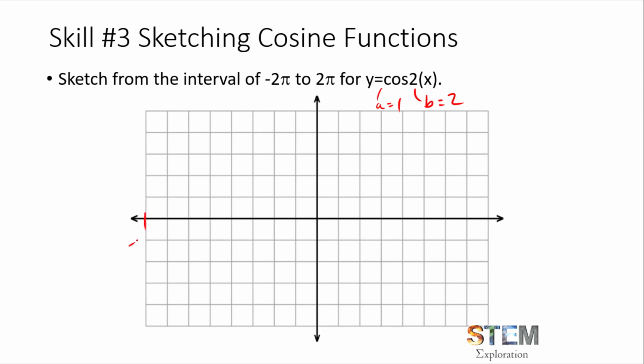All right, so normally what I do is I go, if I know it's 2 cycles from 0 to 2 pi, and I'm going from negative 2 pi to 2 pi, I know that the period is equal to 2 pi divided by the number of cycles, so it's just equal to pi. And so I'm going to make indication marks at every pi.